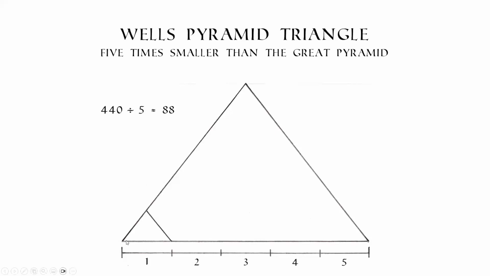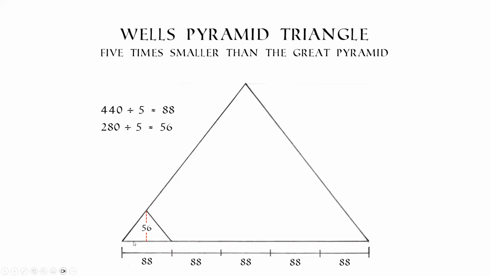So if we take the baseline, which is 440 cubits, and we divide it by 5, we get 88, and that's essentially what you have in each 1/5 of that baseline. So 88 times 5 gives the 440 cubits of the Great Pyramid. Now, if we take that height of 280 cubits and we divide that by 5, we get 56 cubits. And so that's the height of the pyramid triangle used in the Wells design.